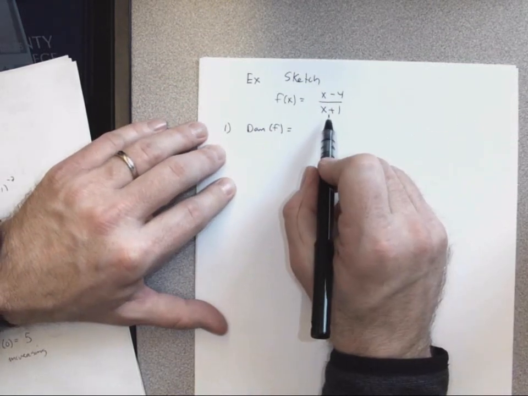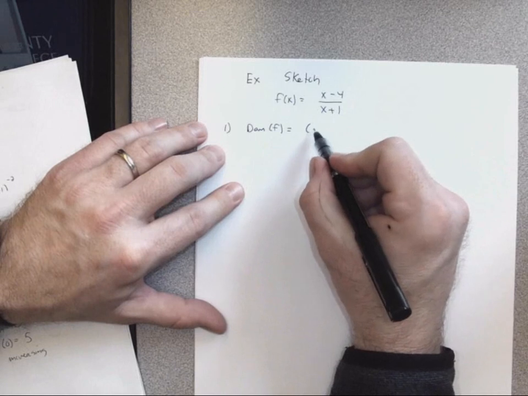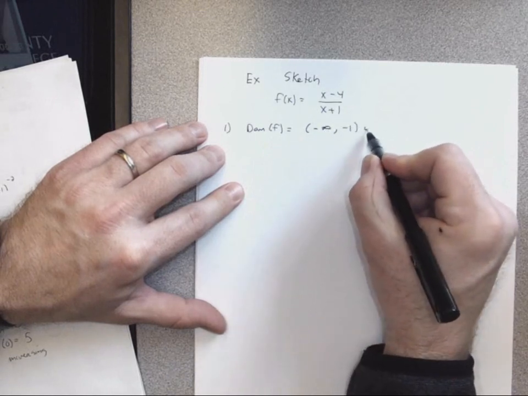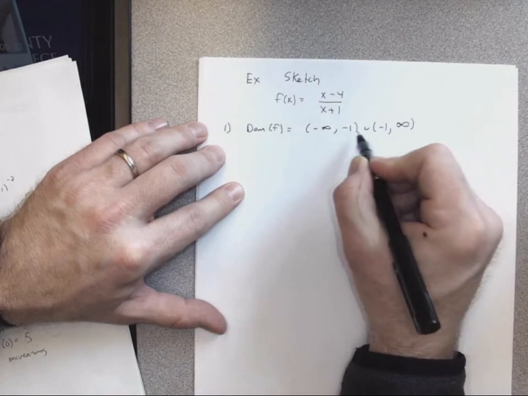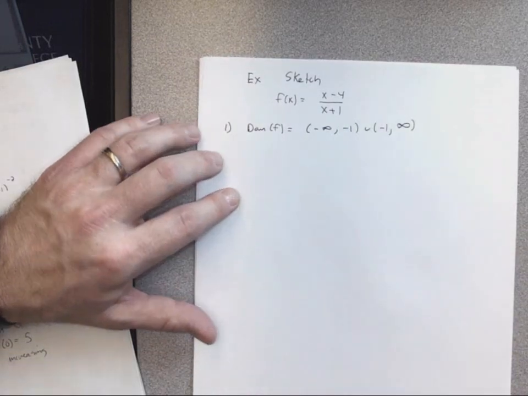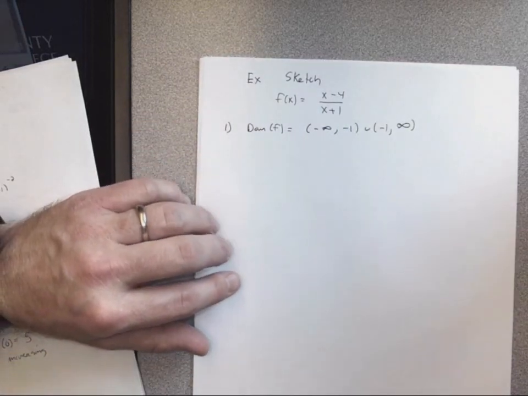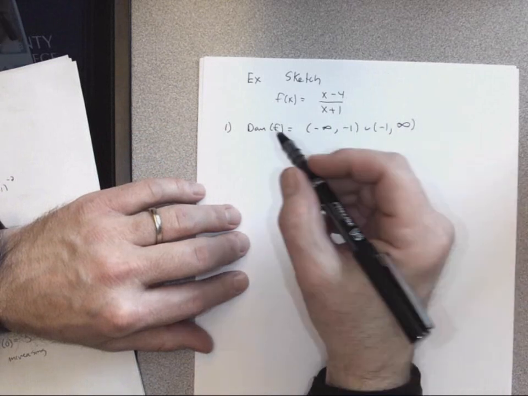Well, what we know is the bottom can't be 0, so it's going to be minus infinity to negative 1, union negative 1 to infinity, and we know from pre-calc that negative 1 is a vertical asymptote. That's why the domain doesn't exist there.